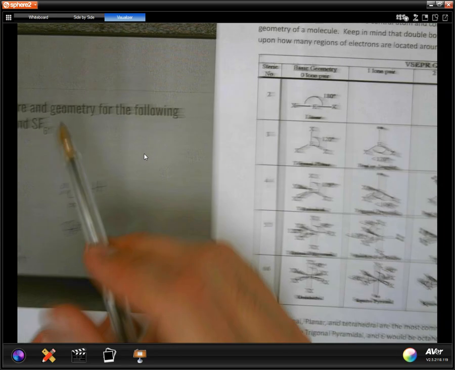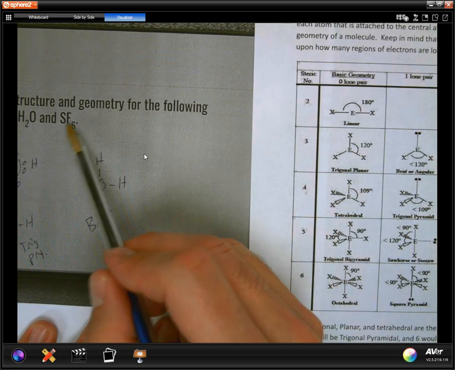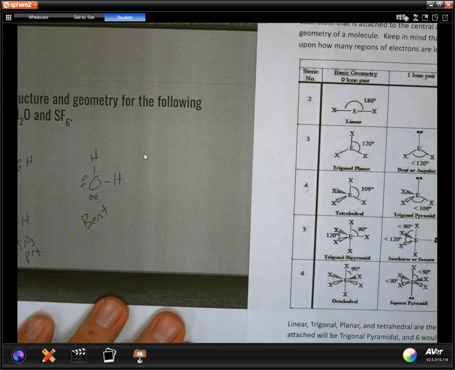This last one, try it yourself. Pause the video, draw your own Lewis dot structure, and then come up with the name. Give it a try. Seriously, this is good practice for you.